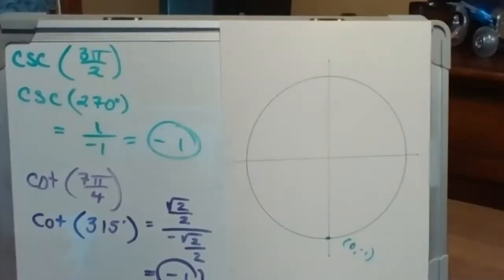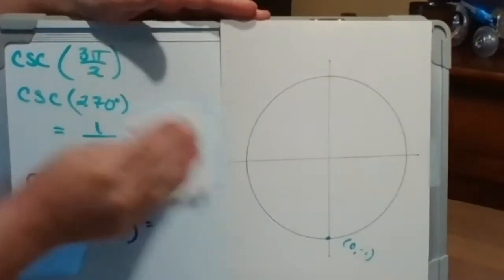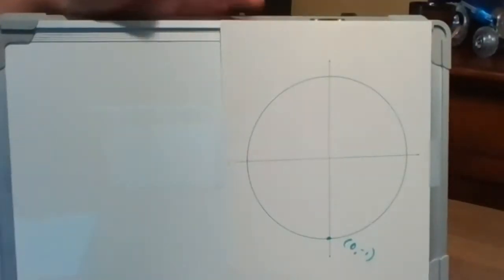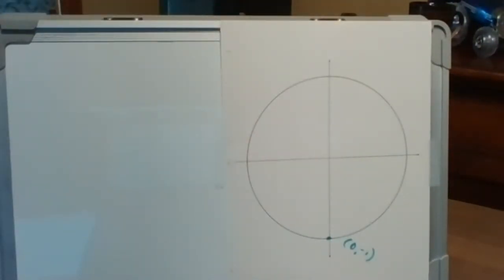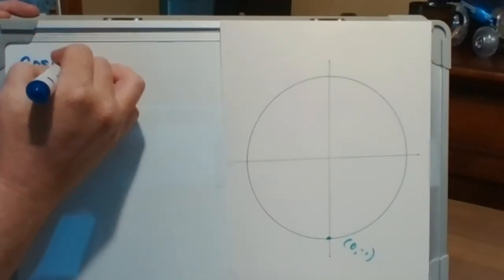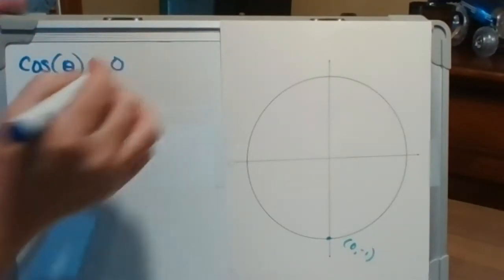All right, I want to do some going the other direction. In these next few examples, I am going to give you the value of a trig function, and you are going to tell me what the angle is. I definitely think that this is the harder direction. So we want to find all theta between 0 and 2 pi where cosine is equal to 0.